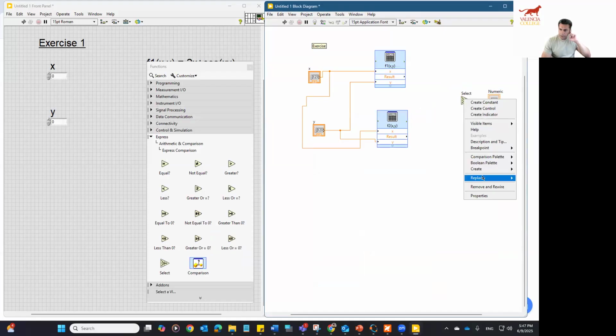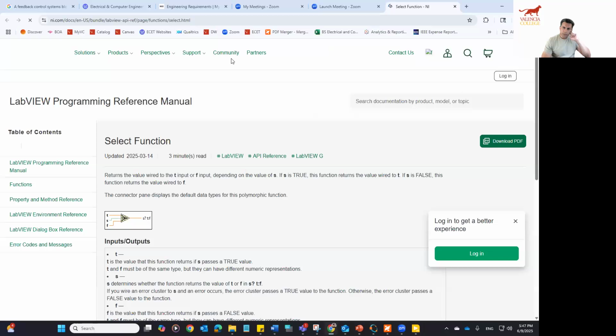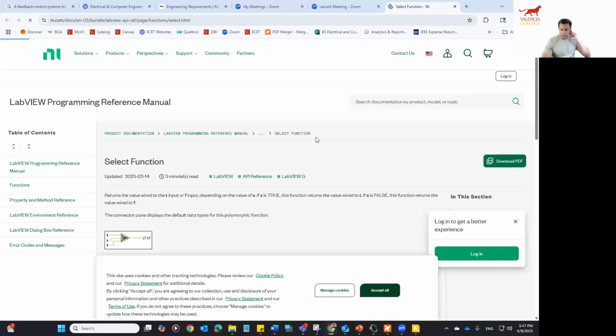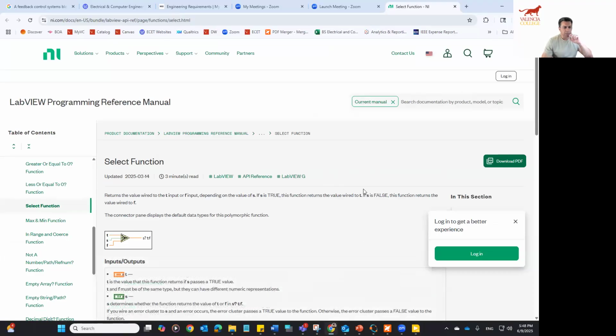Okay, now select block, since it's a new block, you can look at the help. Now the select block help used to be part of LabVIEW, but now it's online. It's good that it is online now, so it does not occupy a lot of room on your hard drive or any place where you are saving the program. So all the help is available online. You can right click on any block and then press help. It's going to take you to the help. So observe the select function.